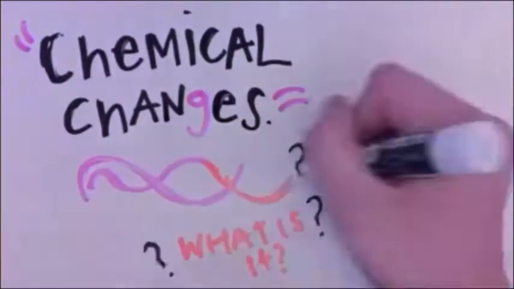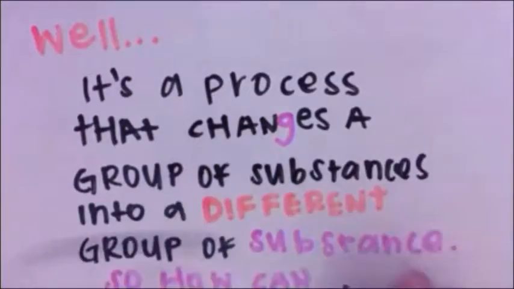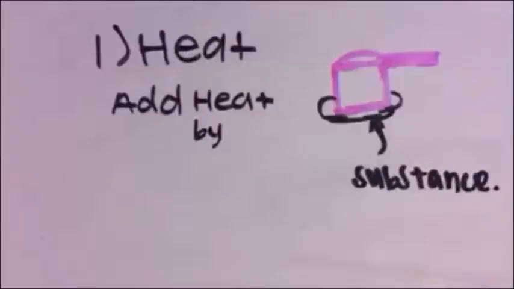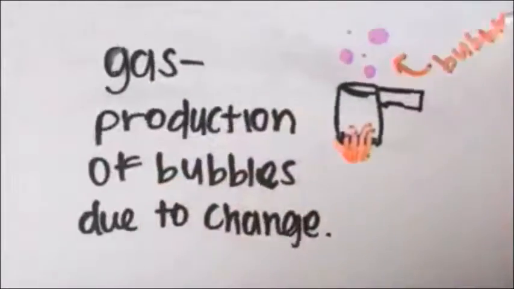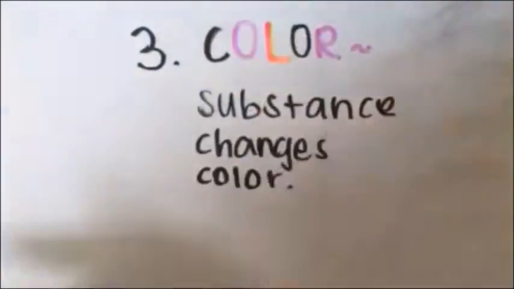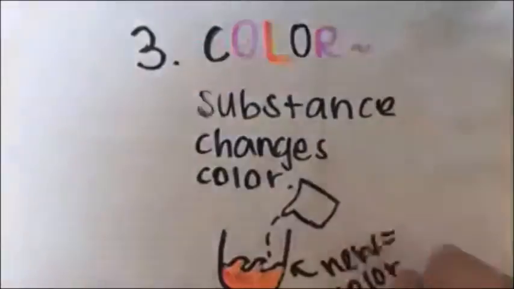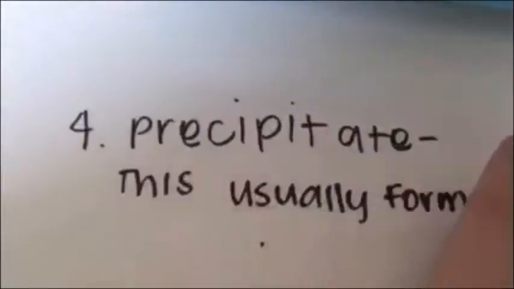Chemical changes are a process that changes a group of substances into something else. The first way is heat. The second way is gas. The third way is color. In color, you would add a substance to change the original substance. A precipitate happens in solids.